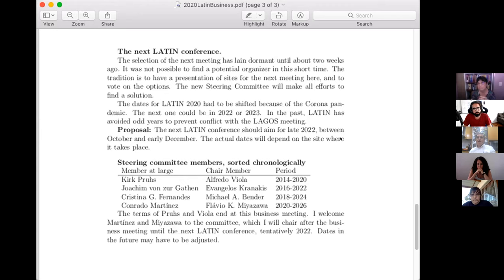Actually, it would be great if someone volunteers to organize the next one, because the situation is very complicated and uncertain. And I want to say here that the organization of the Latin has done a terrific job. I think that at the end, we have to clap the organizers very much, because you've done a terrific job. But Tuba, I don't understand your point.